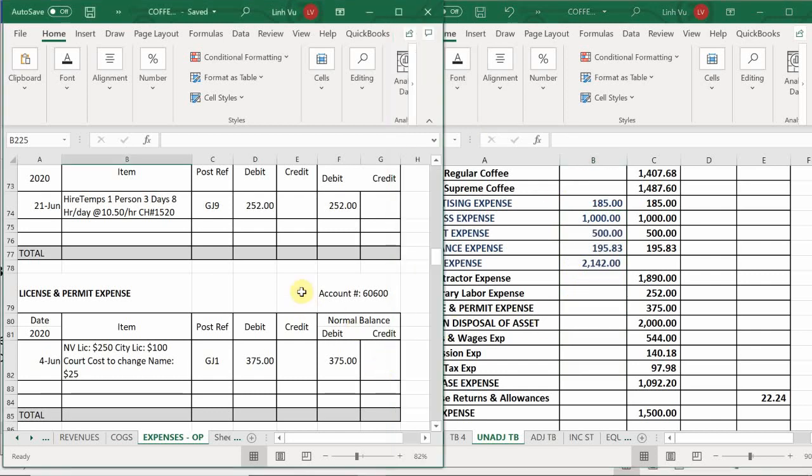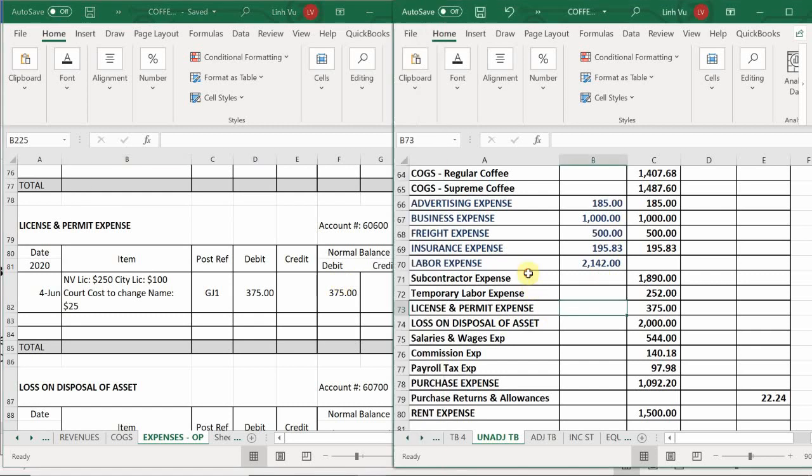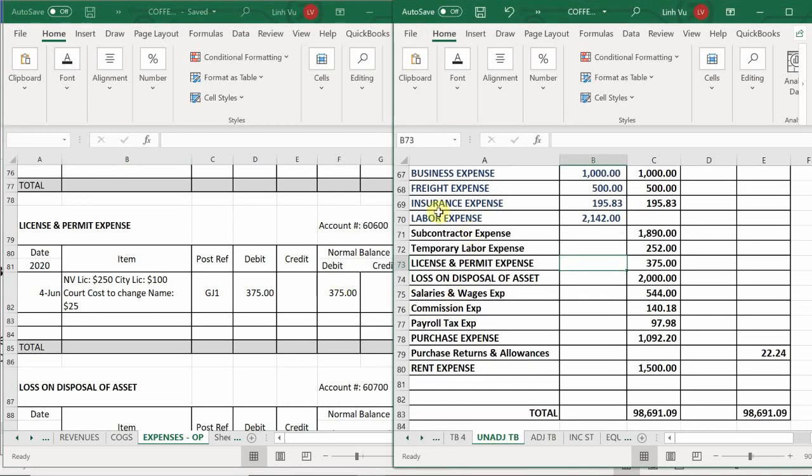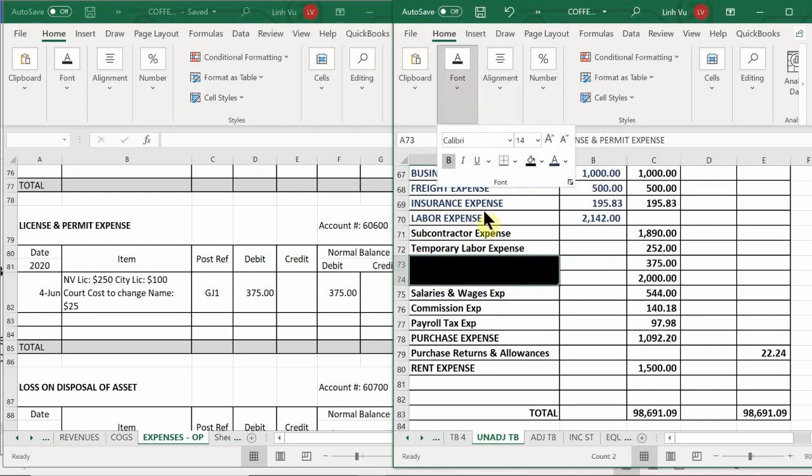Okay. Let's see what is next. License and permit expense. Okay. Is a main account.